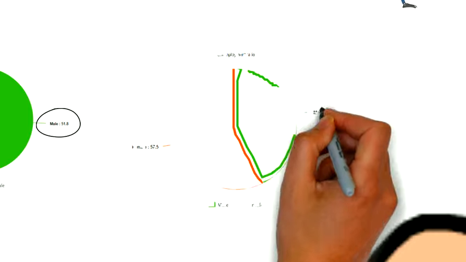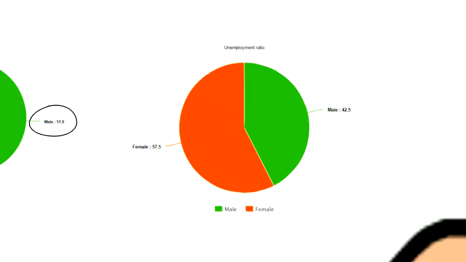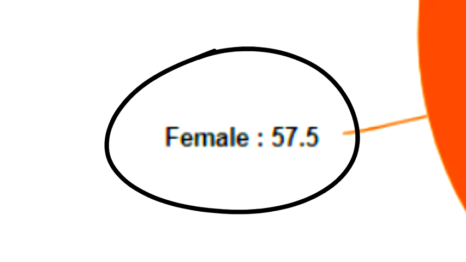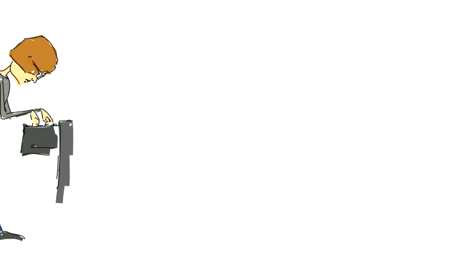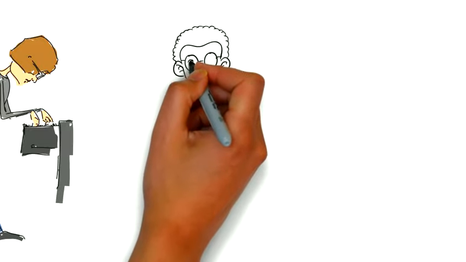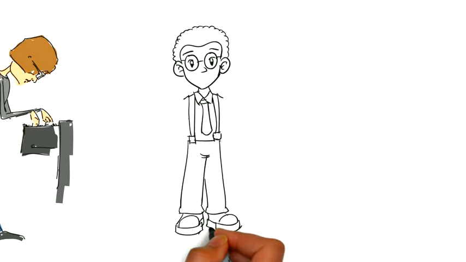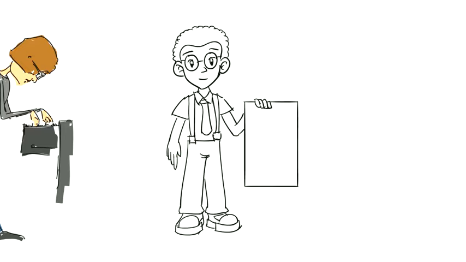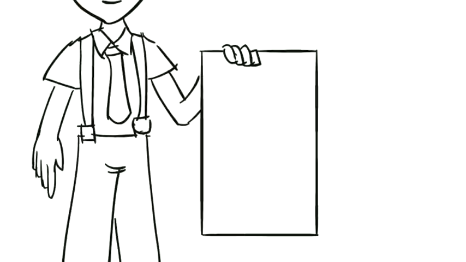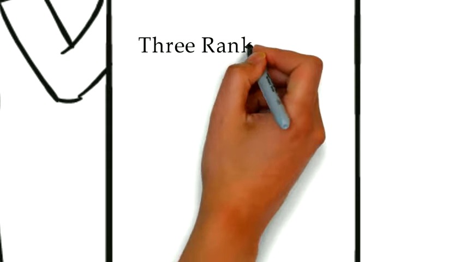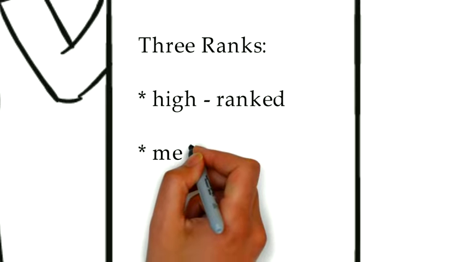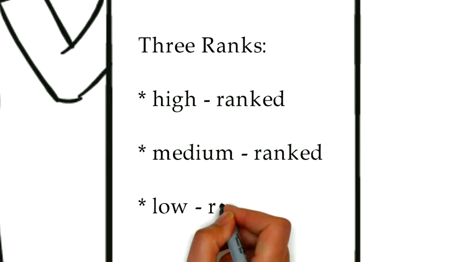However, when we look at unemployment rates, 57.5% of all unemployed people are women. This shows that there is a matter to be concerned about. If we go into details sector by sector, we see that the situation is more serious than it seems at first sight. The jobs in the civil service sector are divided into three categories: high, medium, and low-ranked officials.